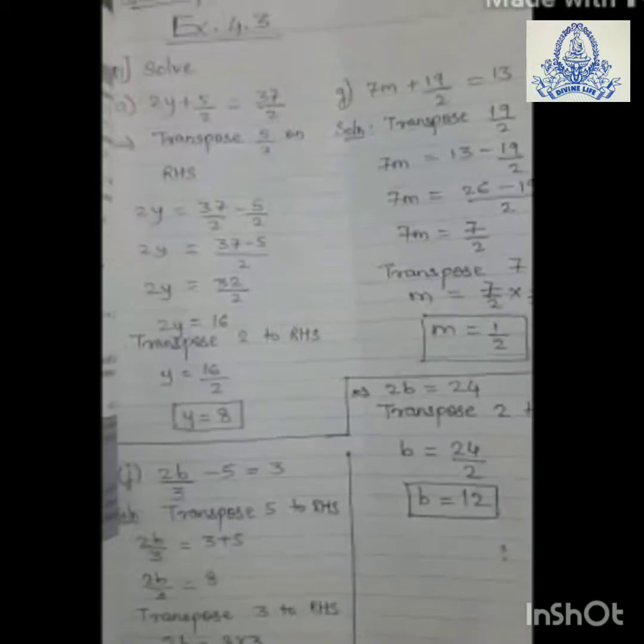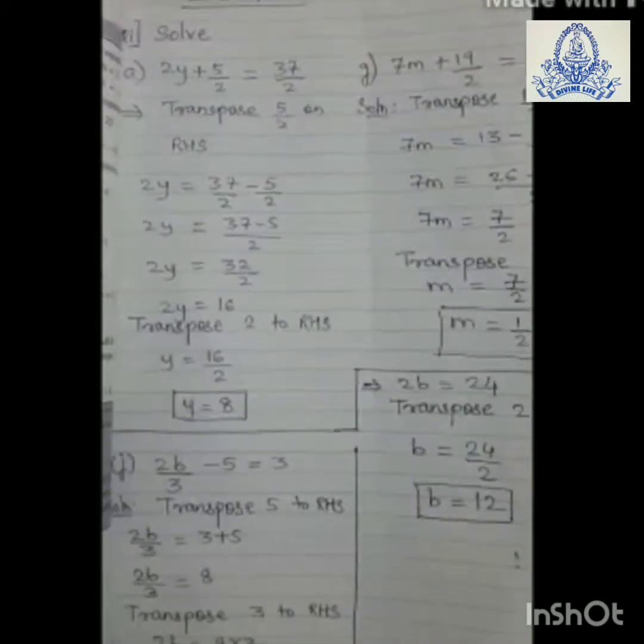Transposing a number, that is changing the side of a number, is the same as adding or subtracting the number from both the sides. This method and this method are the same. So exercise 4.4 is based on this method. So let us start exercise 4.3.